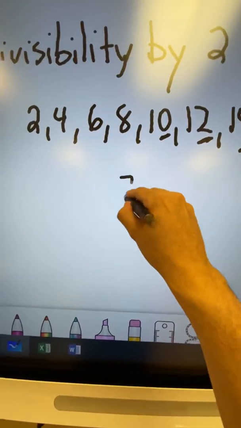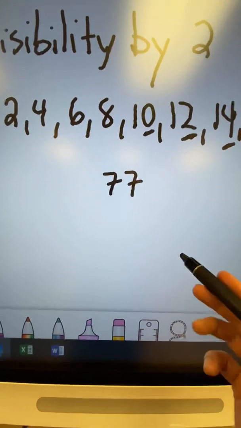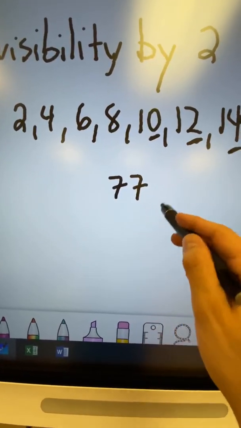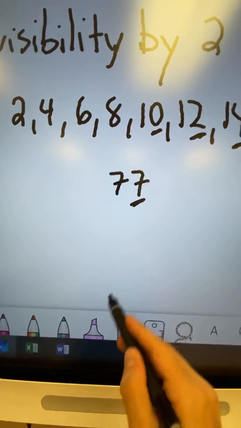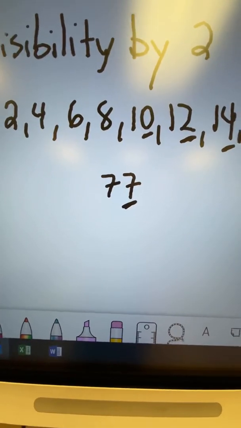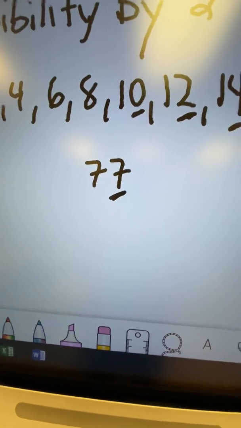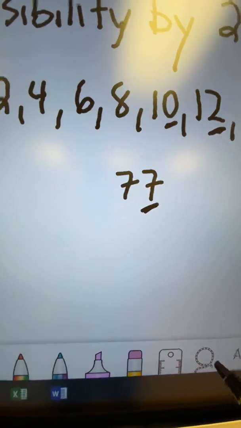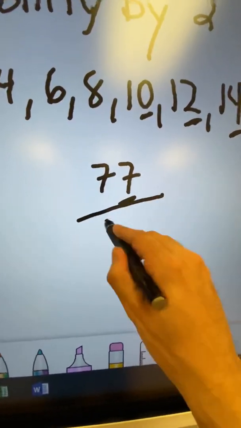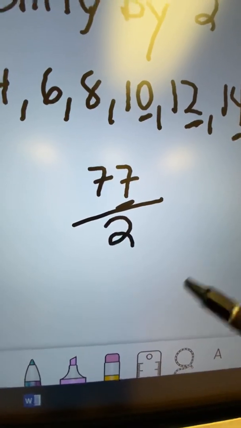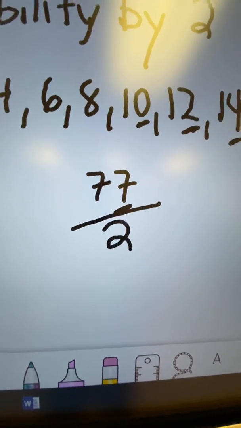So for example, if I had a number like 77, it's not even because it needs to end in a 0, 2, 4, 6, or an 8, and this is a 7. Therefore, I cannot divide this by 2. And remember, when I say divisible by 2, it means the result has to be a natural number. You don't get a decimal. Like if I were to divide this by 2, I get a decimal. To be divisible, you should not get a decimal. It should be a natural number.